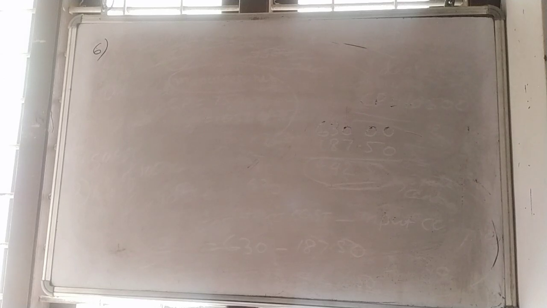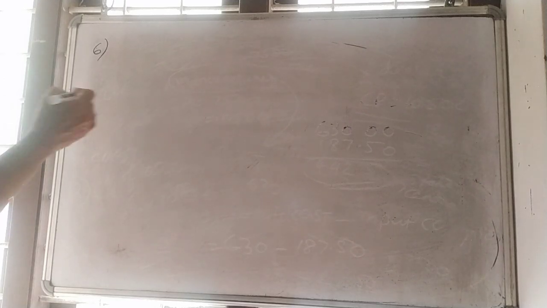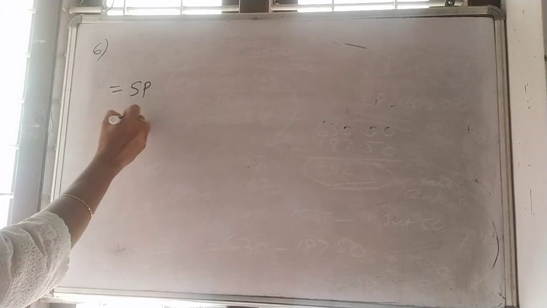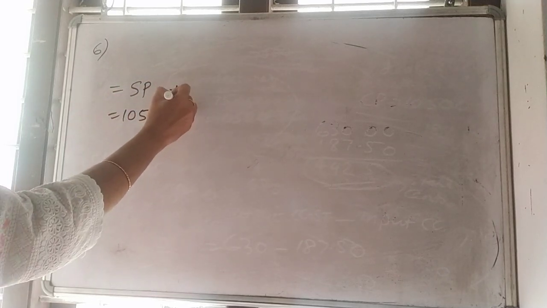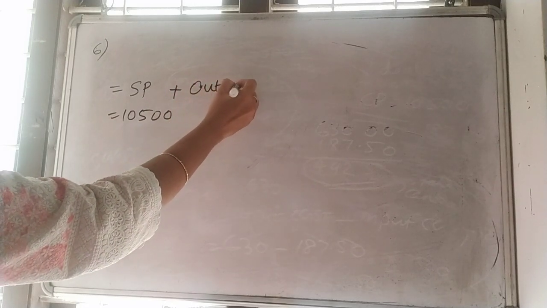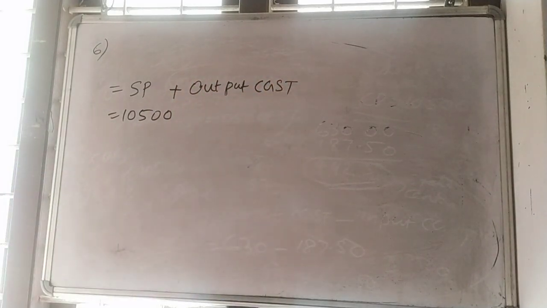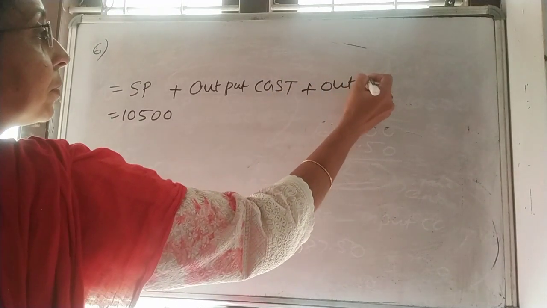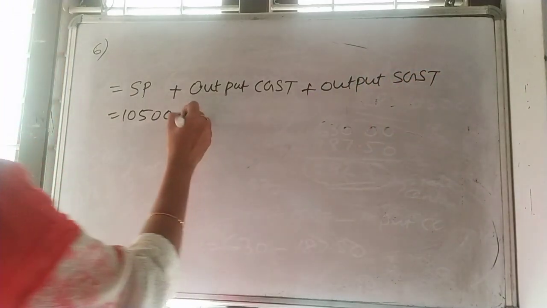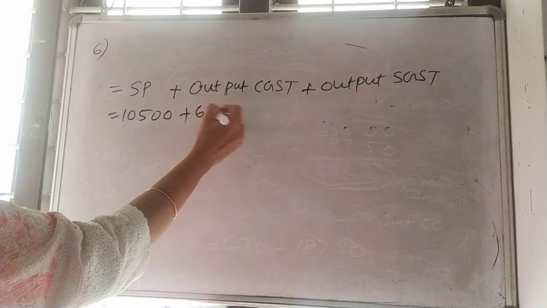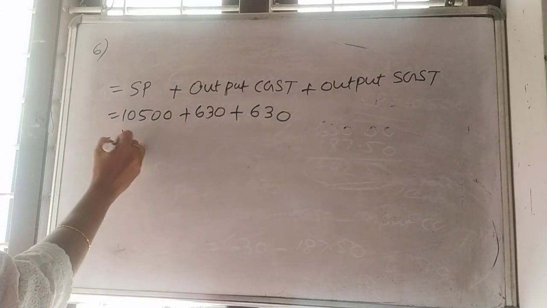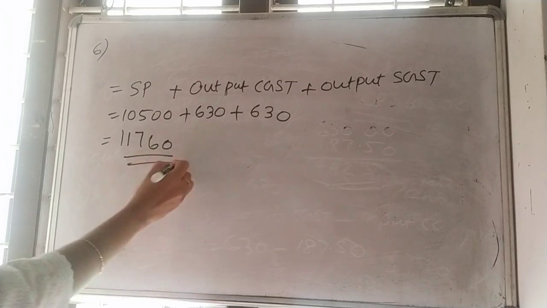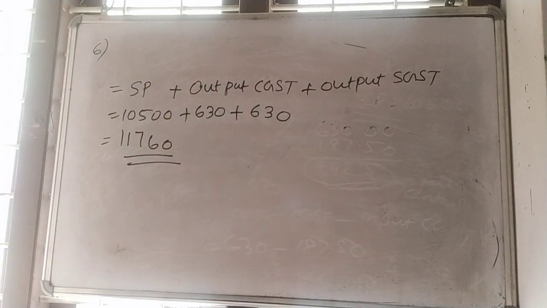Amount paid by the dealer for the finished product will be selling price. Selling price is 10,500. Selling price plus output CGST plus output SGST. Output SGST, which is equal to output CGST, we got it as 630 and this also 630. So we have to get it as 11,760. That is the amount paid by the dealer for the finished product. Okay.